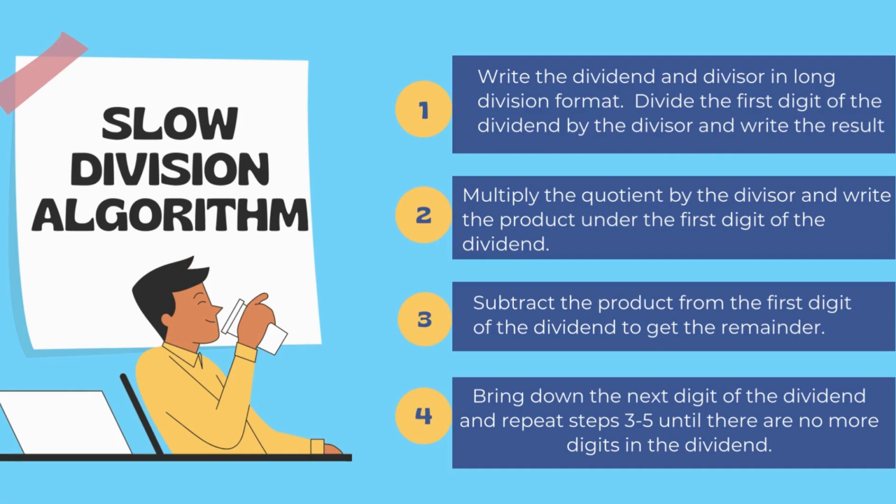So let's start with types of division algorithm. There are two types of division algorithm. First is slow division algorithm and second is fast division algorithm. So let's see slow division algorithm. Write the dividend and divisor in long division format. Divide the first digit of the dividend by the divisor and write the result. Multiply the quotient by the divisor and write the product under the first digit of the dividend. Subtract the product from the first digit of the dividend to get the remainder. Bring down the next digit of the dividend and repeat steps 3 and 5 until there are no more digits in the dividend.